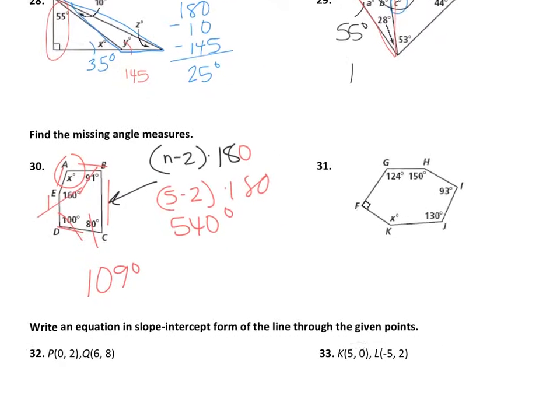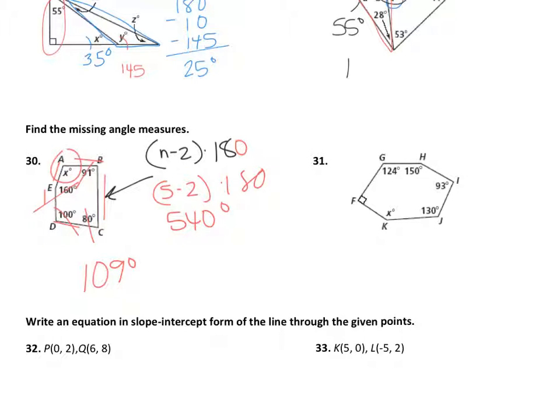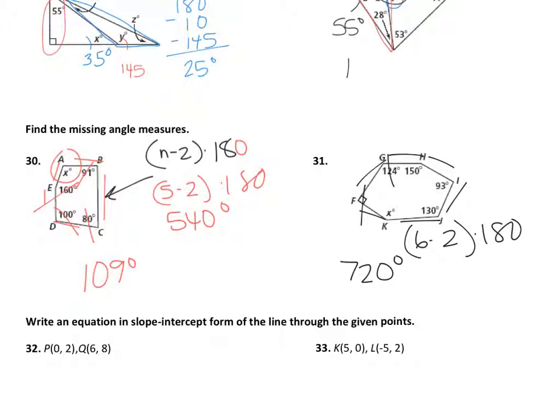Same thing with 31. I have to figure out how many degrees total are in this figure. So it's 1, 2, 3, 4, 5, 6. So it's 6 minus 2 times 180. So it's 4 times 180 is 720. So it's 720 degrees total in this hexagon. So I do 720 minus 90 because of this right angle, minus 124, minus 150, minus 93, minus 130, and I get 133 degrees.